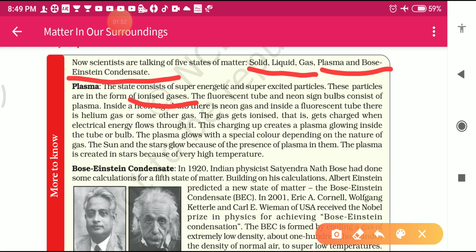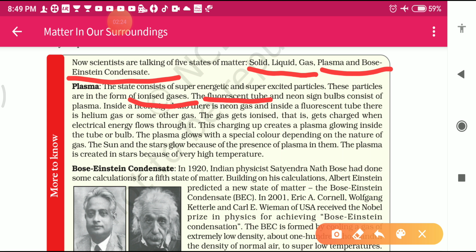Plasma is a mixture of positively charged ions and negatively charged electrons. That is called ionized gas, in which positive and negative ions are present, and it is the second name of plasma. Now, the fluorescent tube, the tube which we use in our home, the tube light.